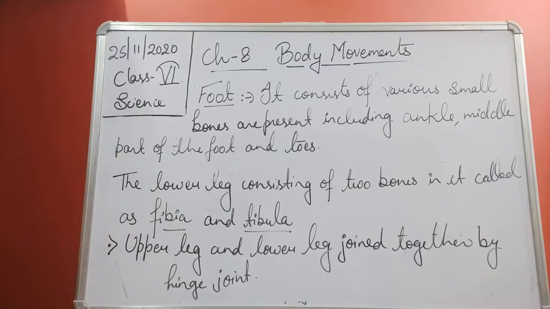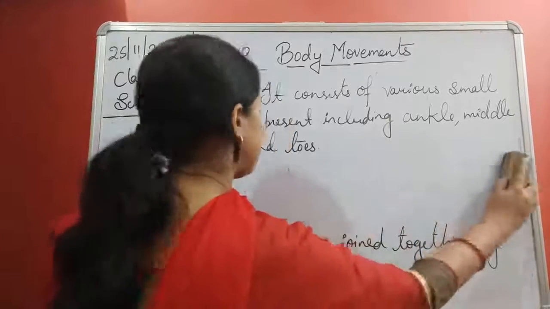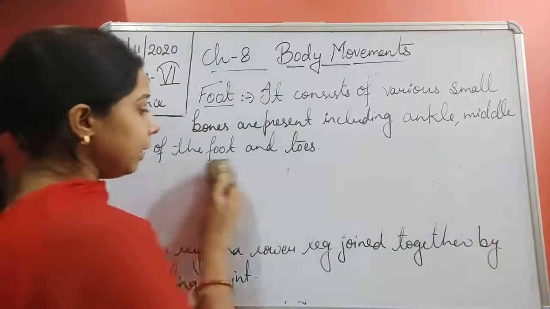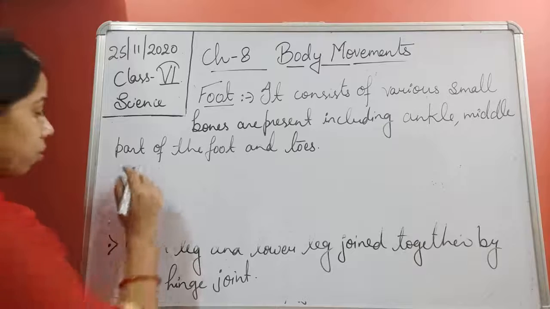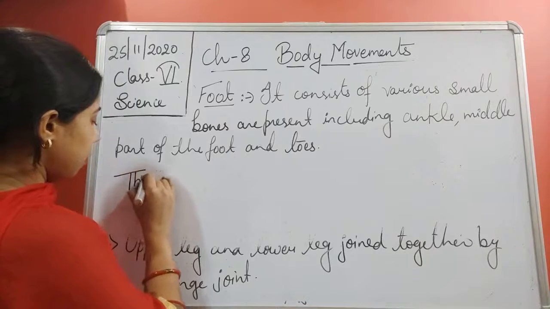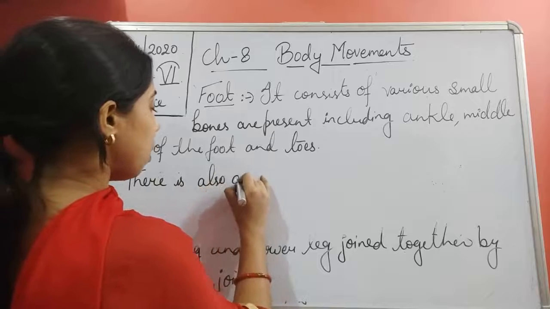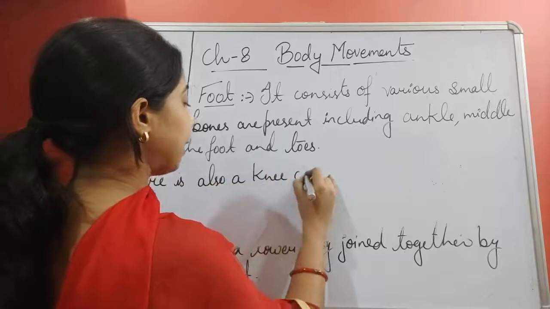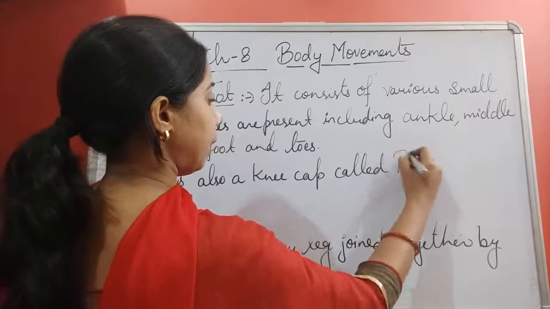Now if we talk about the knee, students, there is a kind of knee cap. The knee is covered with a cap called the knee cap, and the term we use for the knee cap is patella. So we can write: there is also a knee cap called patella.